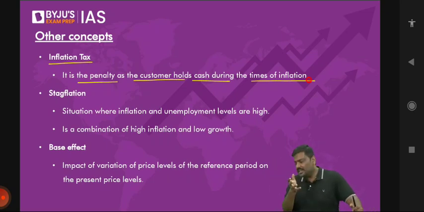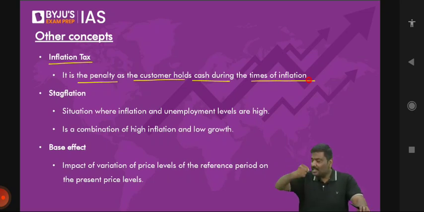The value of the money is not changing, but what is happening is some of the purchasing power has been taken away. That is called inflation tax. Next one is stagflation. Important, understand this.